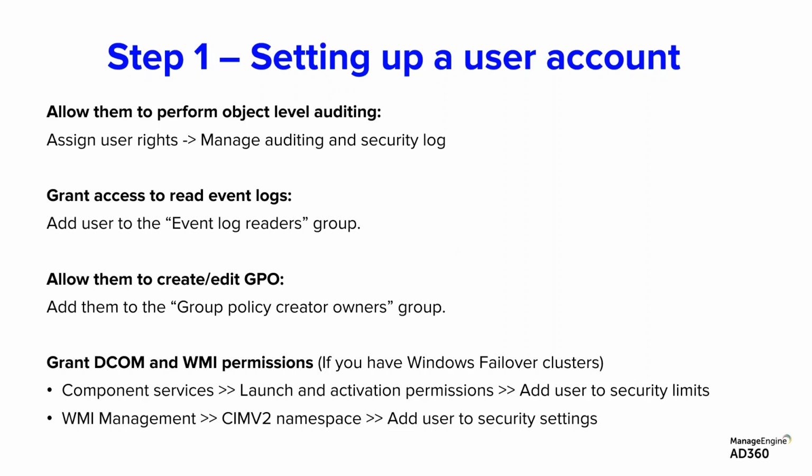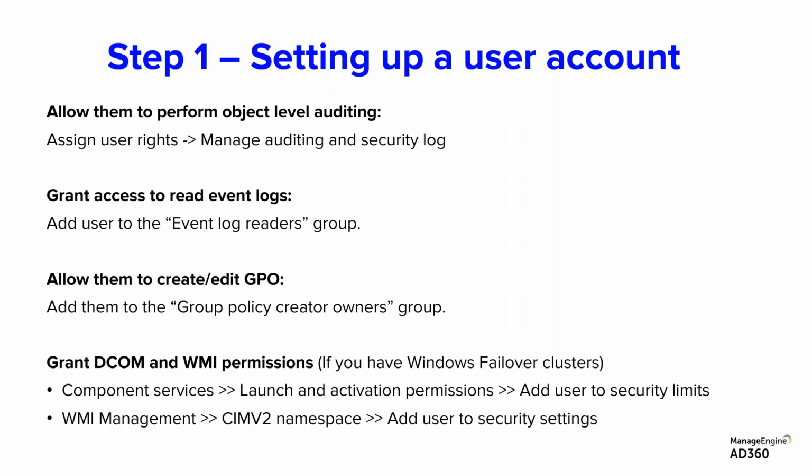So we'll need 4 critical credentials for that account, and I've listed all of them for you. We'll start off by configuring each one of them. We'll start with allowing the user object, or the service account object, to have the provision to perform object level auditing. That's the first configuration that we're going to be doing.